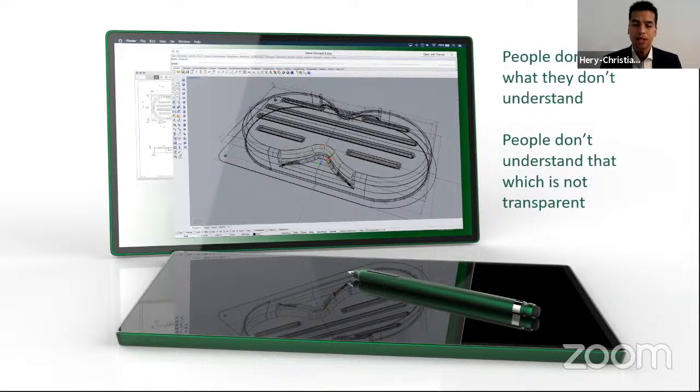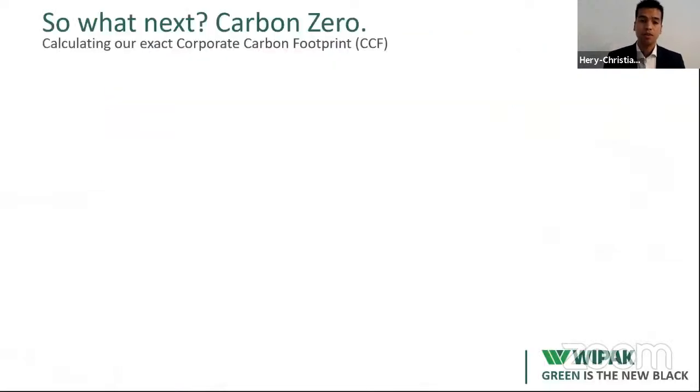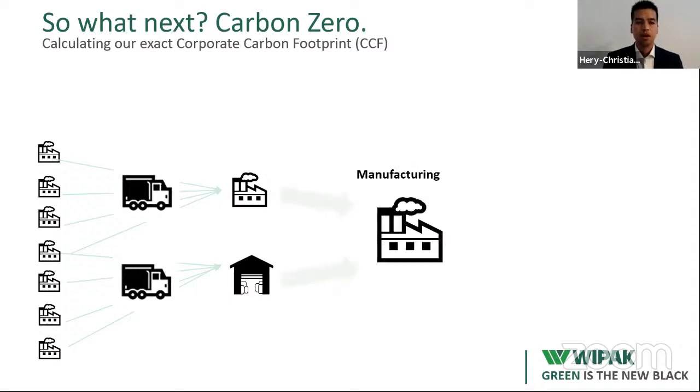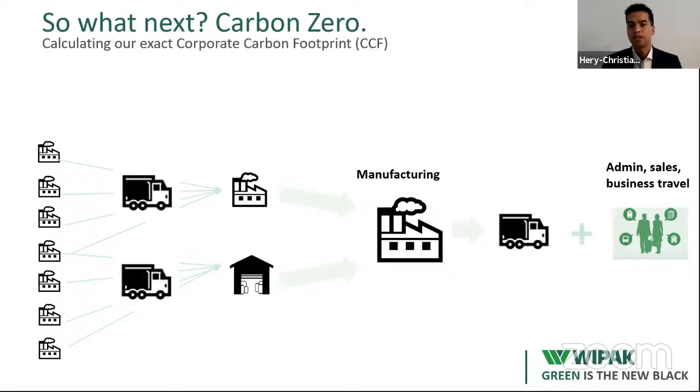So what we did instead, because the quality of your question informs the quality of your answer, we said, what would it take to be carbon neutral in 2025? And we put our best minds to try and answer that question. What we did first was calculate our carbon footprint, and we went all the way from scope 1 to scope 3, all three scopes. We calculated the carbon footprint of the raw materials going to our factories and warehouses, of our manufacturing, of our logistics, plus admin, sales, and business travel for guys like me.